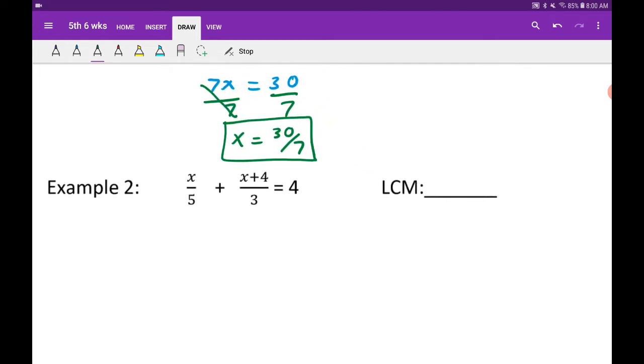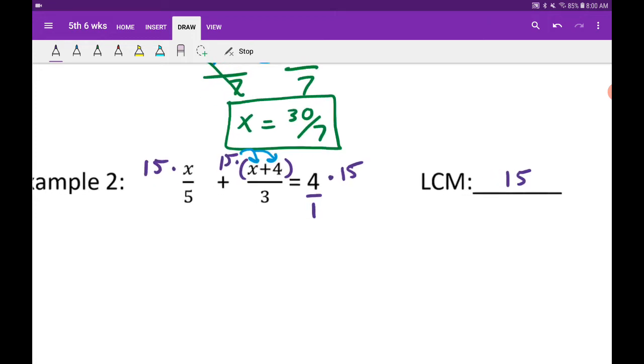All right, again, we're going to look at our denominators. Okay, 5, 3, and 1. So that number is going to be a 15. We're going to take that LCM, multiply every numerator by 15. Now be careful with the second fraction. It's a binomial. These belong together. So we're going to multiply 15 to that, which means we're going to have to distribute that 15 into both of those. Okay, and then of course we're going to multiply that 4 by 15.